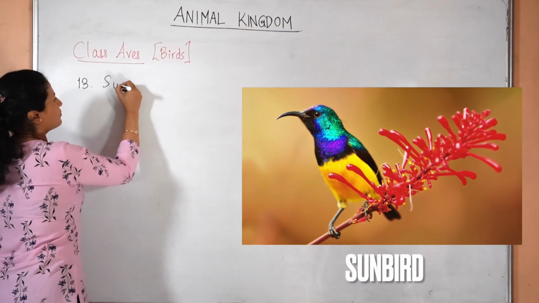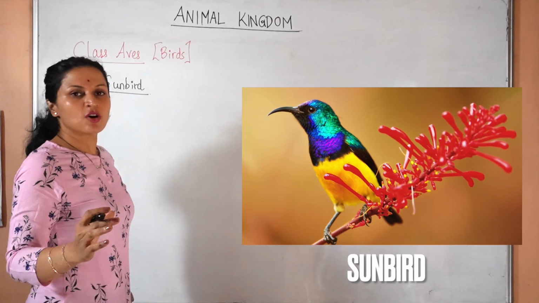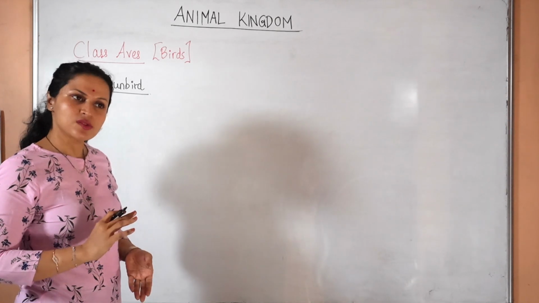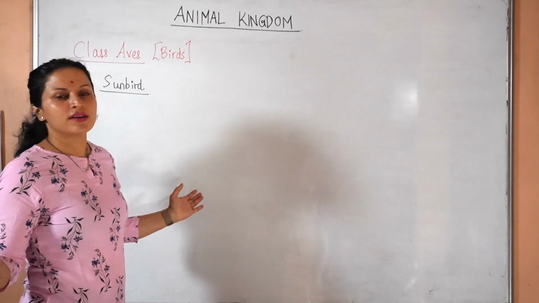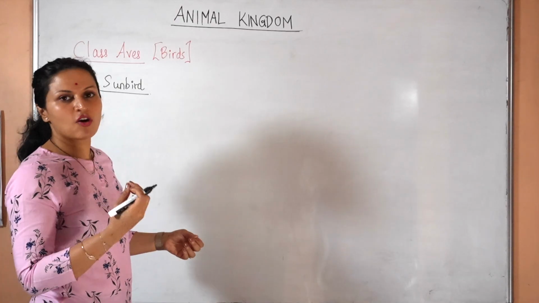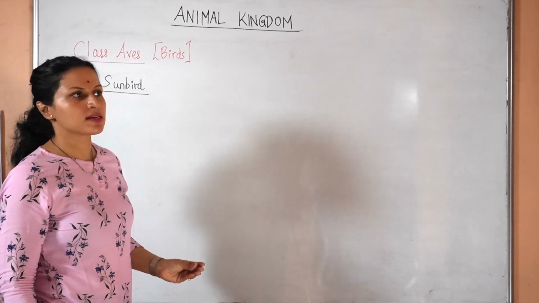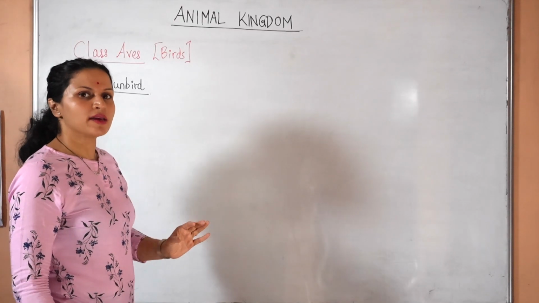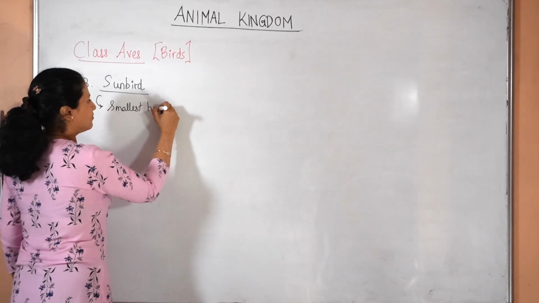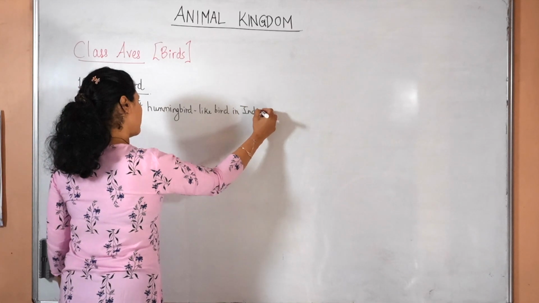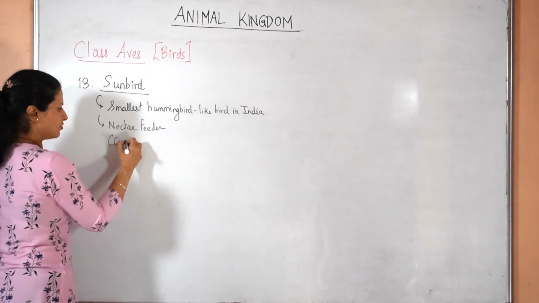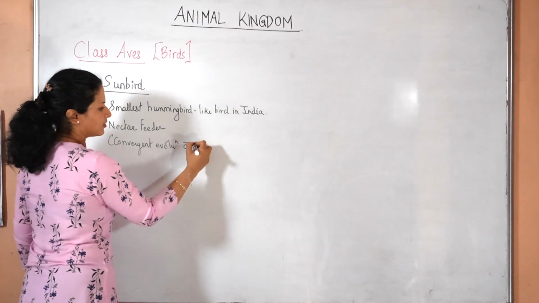Next example is of the sunbird. So the smallest bird in the world is the hummingbird, and this bird, sunbird, is also similar to a hummingbird. An example of convergent evolution. Flies rapidly in the air with a long beak and all that, small sized, and it's the smallest hummingbird-like bird in India. It's a nectar feeder. You can call it the smallest bird in India. Convergent evolution with hummingbird.